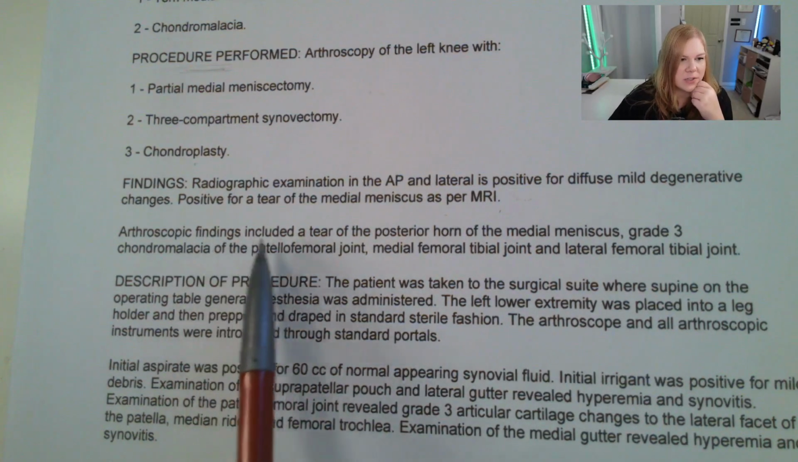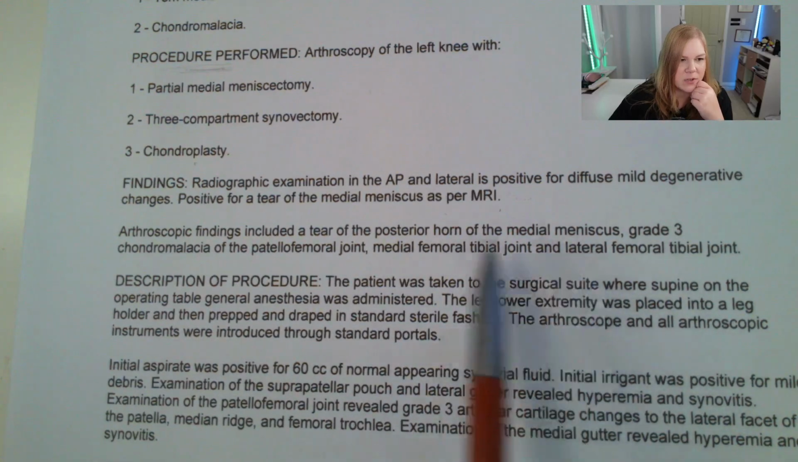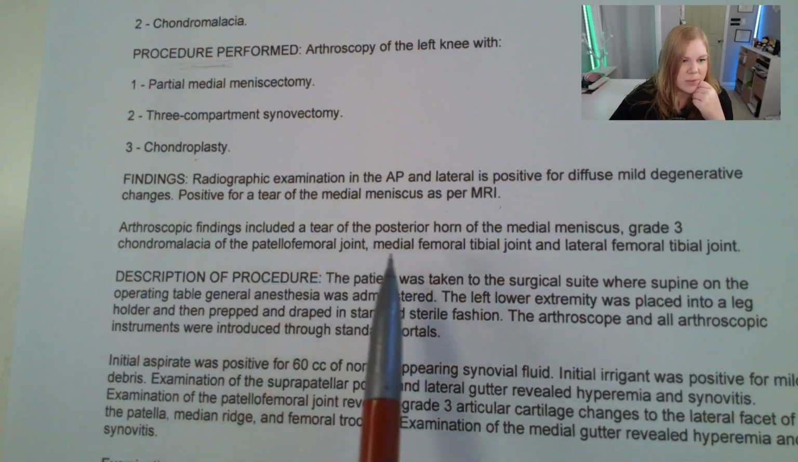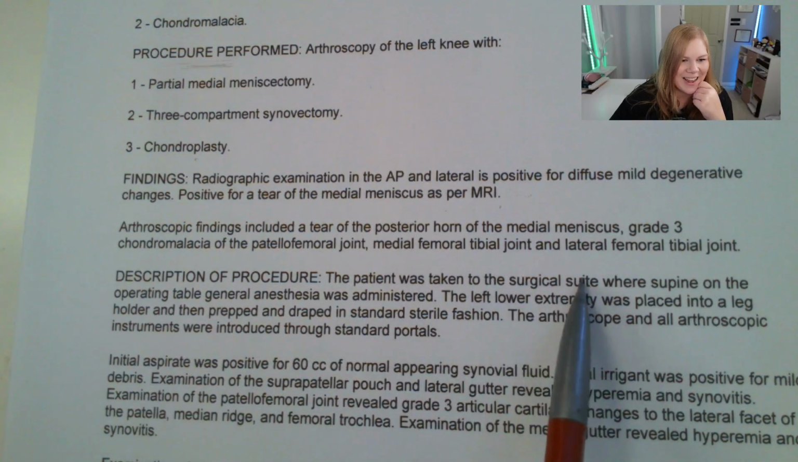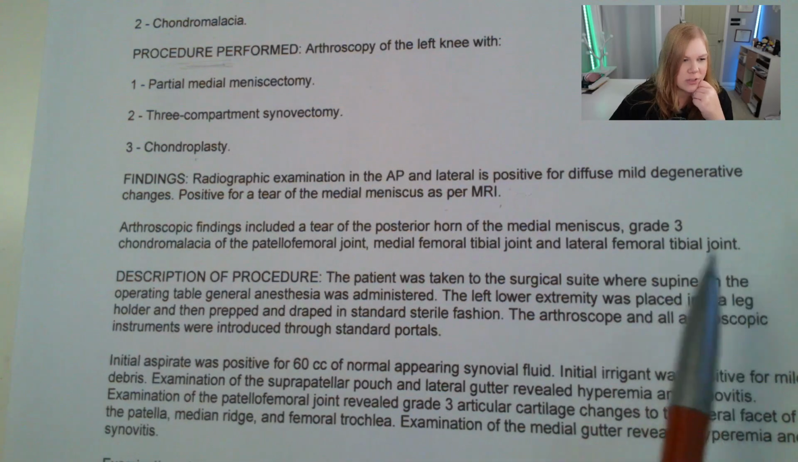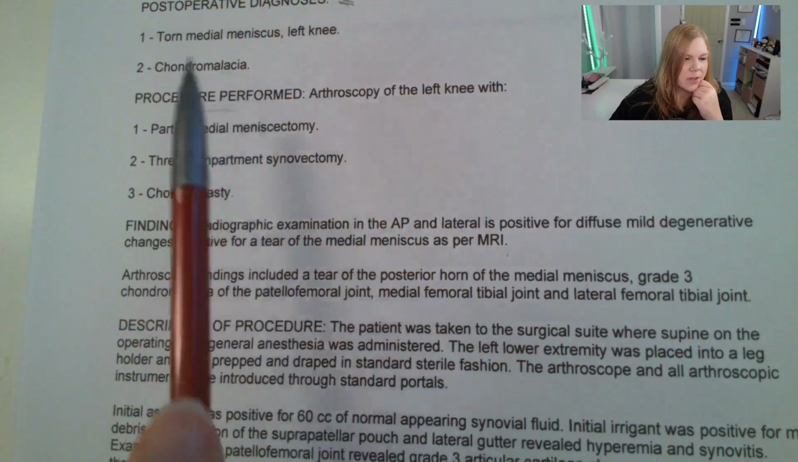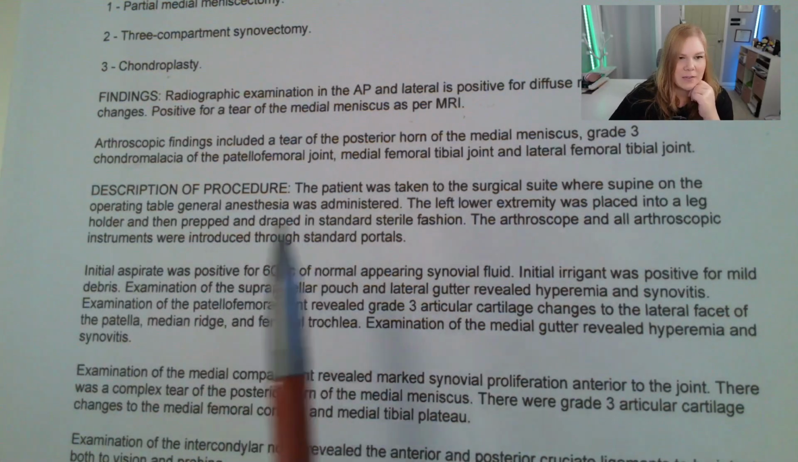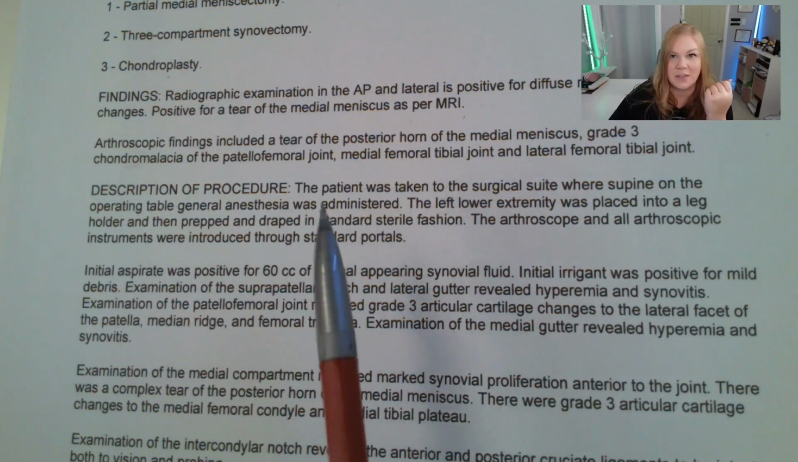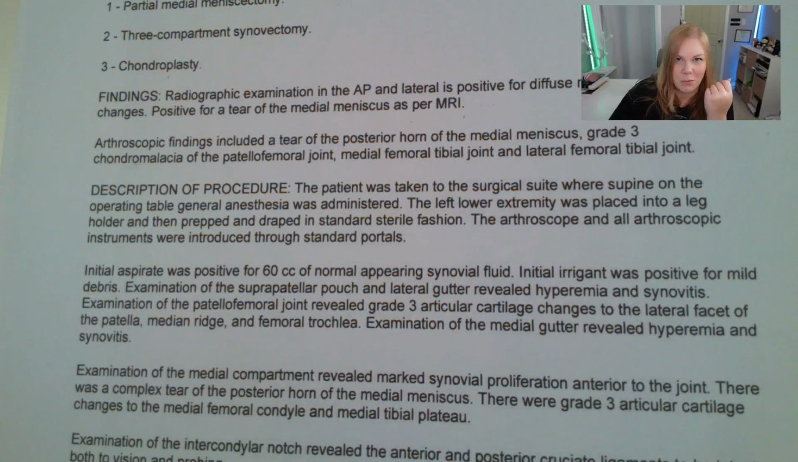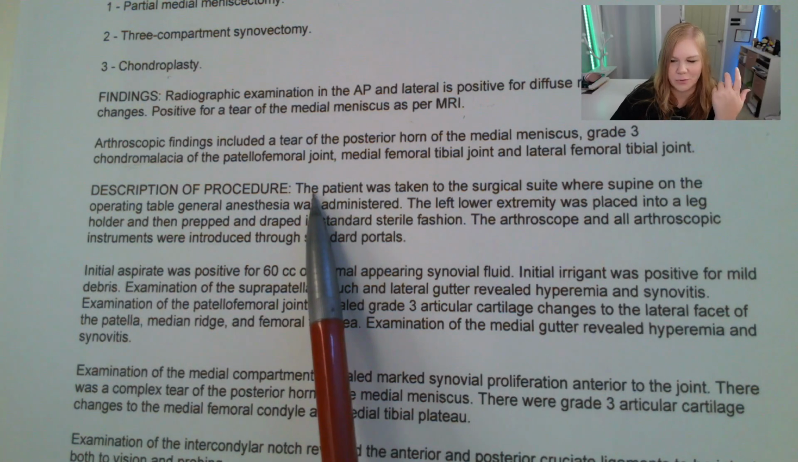Arthroscopic findings included a tear in the posterior horn of the medial meniscus, grade 3 chondromalacia of the patellofemoral joint, medial femoral tibial joint, and lateral femoral tibial joint. And again, that chondromalacia is captured up here in our post-operative diagnoses. And then here we have the description of the procedure, where it's kind of like the difference between reading the summary of a book versus the actual book itself. It's that whole medical picture. It's that whole story of what happened, what did this provider do to this patient, and what was the outcome.